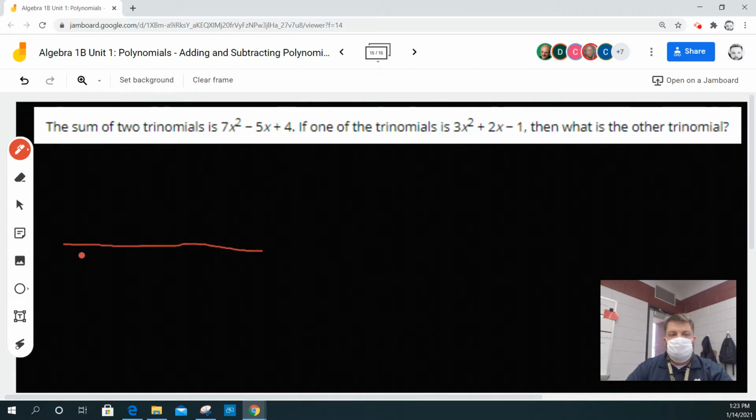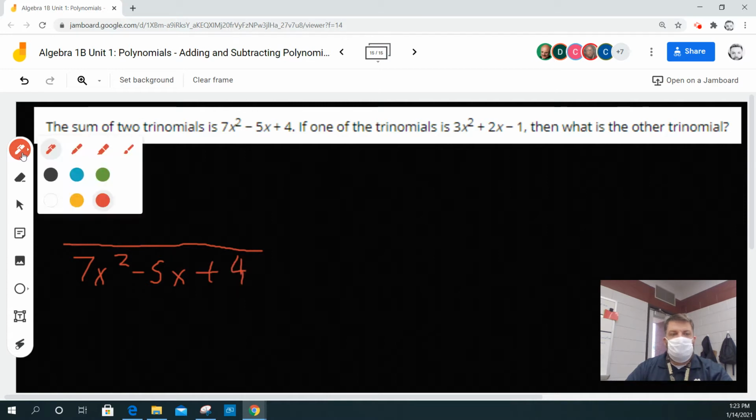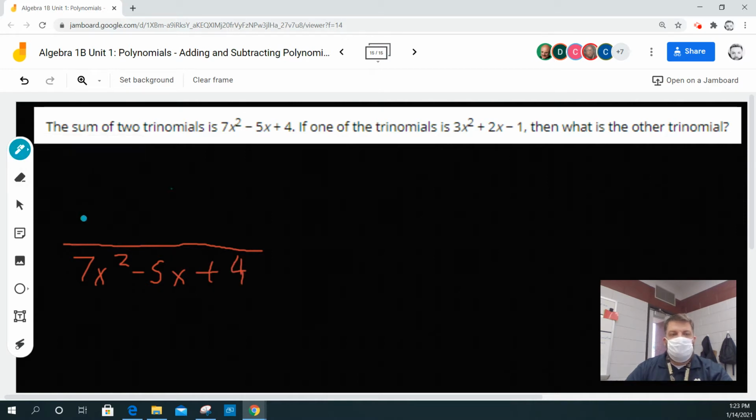One is to know that the sum 7x squared minus 5x plus 4 is the sum of this term and this term and this term. So now what I've got to think is, what did I add to 3x squared to get 7x squared?